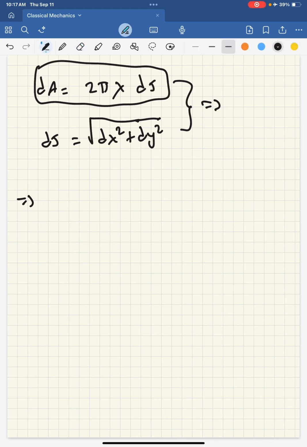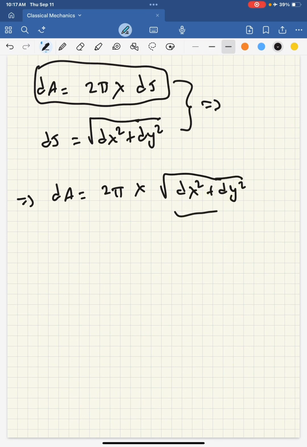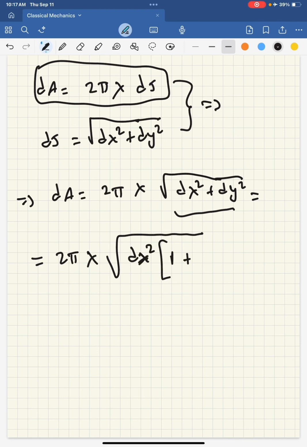So if we plug ds into the dA, we get 2 pi x and then the square root of dx squared plus dy squared, okay? Something like that is a typical thing that appears in this calculus of variations business, if you can call it business. So this is 2 pi x, and then we can take the dx out of the square root. I'm going to do that in a moment.